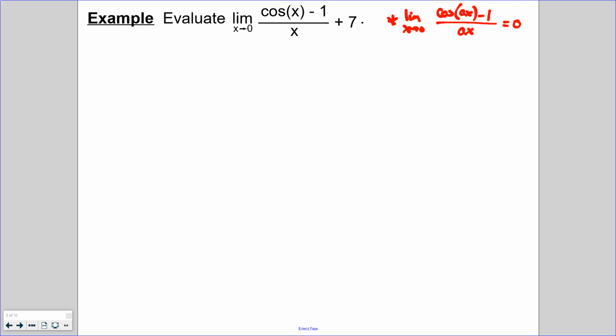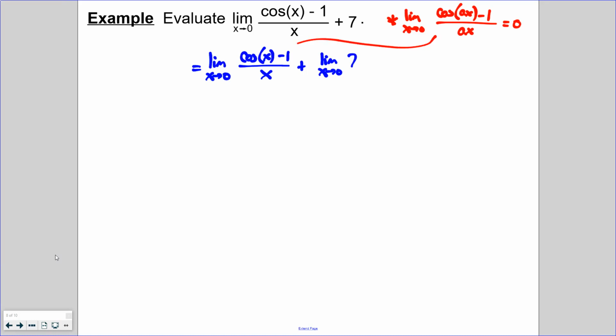Well, now we can see in the first part that the expression inside the cosine does match our denominator, so we are good there. However, we've got this pesky plus 7 tacked on the end here, which our identity doesn't have. So we have to somehow pull that plus 7 out of the limit. Fortunately, we know some limit properties, and we know that with addition, we can break this apart into two separate limits. So I'm going to have the limit as x approaches 0 of (cosine of x minus 1) over x, plus the limit as x approaches 0 of 7.